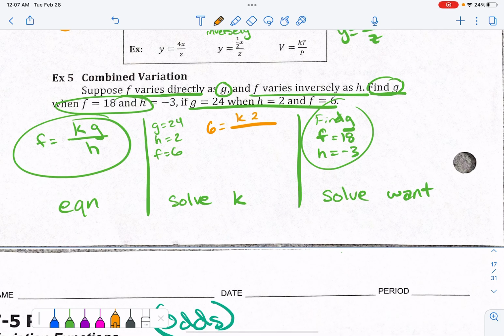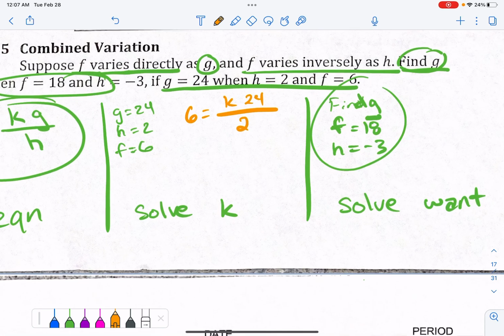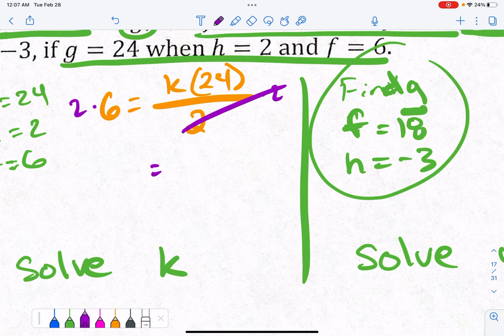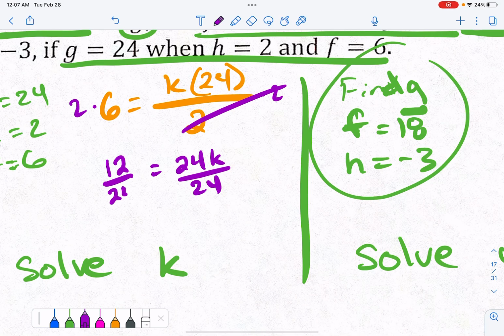G is 24, and H is 2. There we go. Okay, just like that. I'm going to use that to solve for K. So first thing, let's multiply by 2. If I'm going too fast, you can always pause. That's totally fine. 12, and K times 24 is 24K. And then I'm going to divide by 24. And 12 divided by 24 is 1/2, or you could do 0.5 if you wanted to.